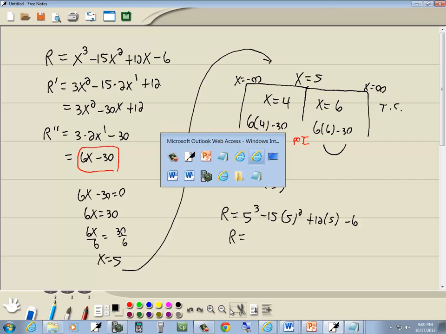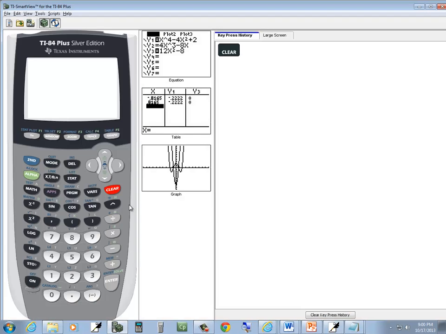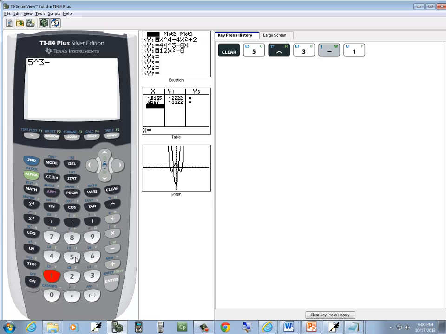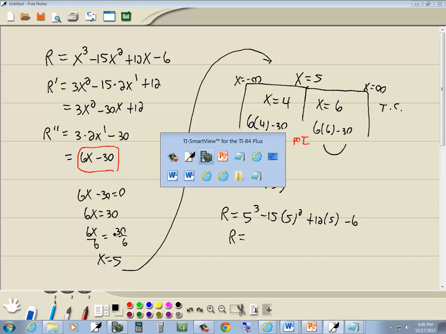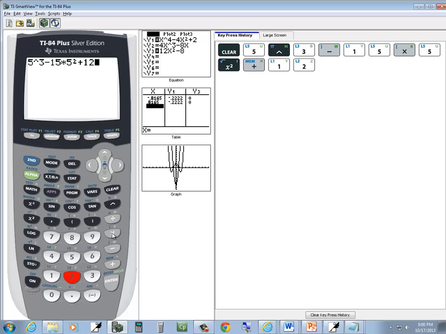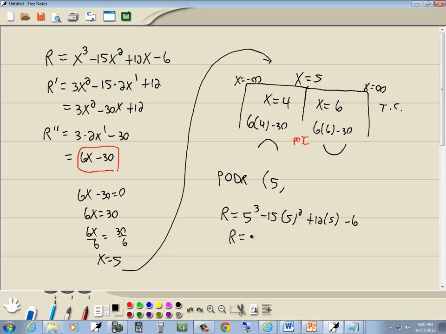Let's see what that gives us. I got 5 to the third, 5 carried 3. Press your right arrow key to get it out of exponent mode if you're in one of the newer T84s. Minus 15 times 5 squared plus 12 times 5 minus 6, enter. And we got negative 196.